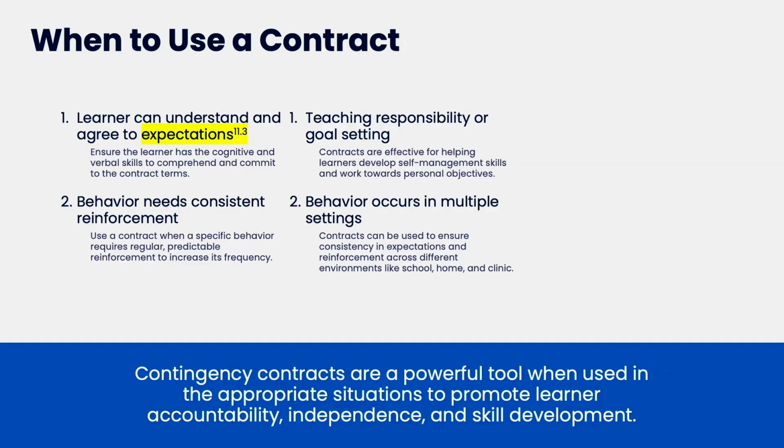And then teaching responsibility or goal setting. So if your learner is getting to a point where they could engage in goal setting and they're taking more responsibility over their behavior, this is the perfect time to include a contingency contract to formalize that process. And then behavior occurs in multiple settings. You want to start with a behavior that they've already done in other settings and that it's fairly easy for them to engage in the behavior.